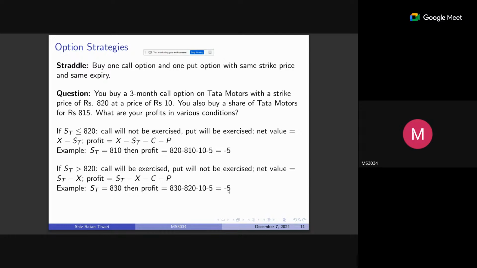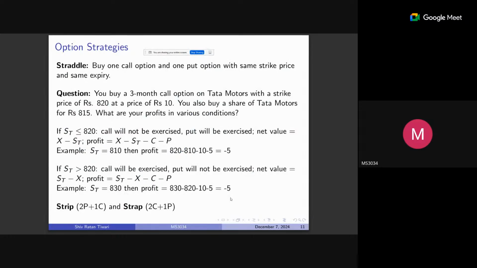But if you notice, if the share price decreases more or increases more, for example, if the share price is 810, in that case you will have 5 rupees profit, and if your share price rises to 850, then your profit will be 25 rupees. So you have kept your losses limited, and the maximum loss will happen when both the options are at the money. That is, if your share price is 820, in that case you incur a loss of 15 rupees. Okay, so that is the maximum loss you will make.